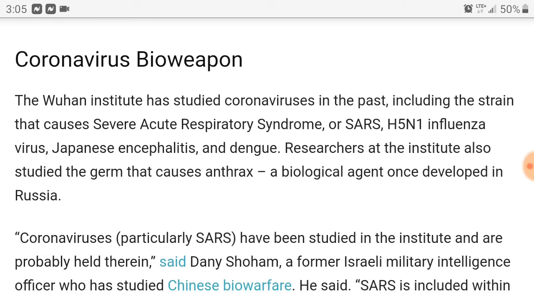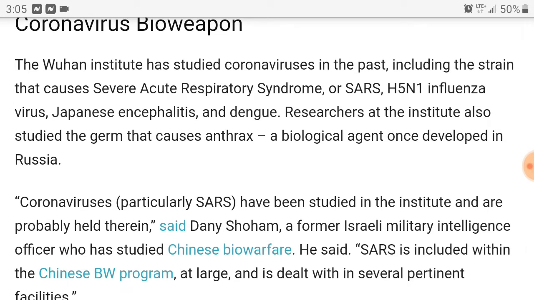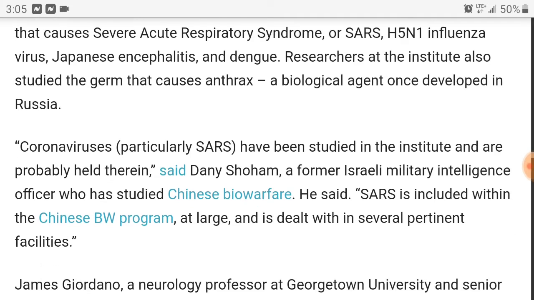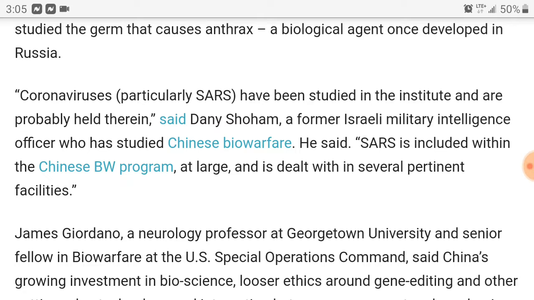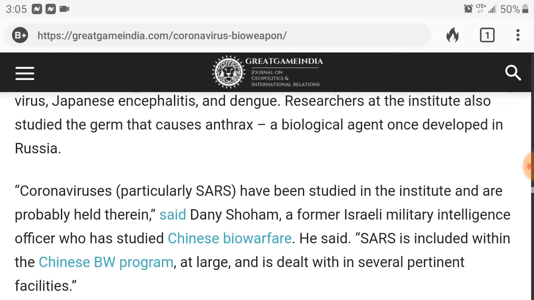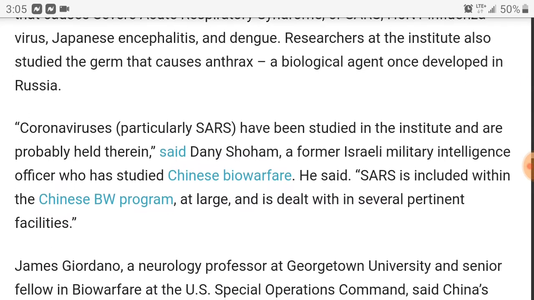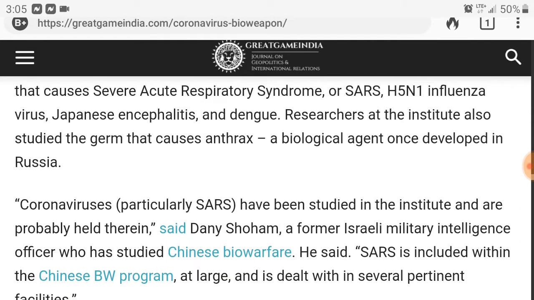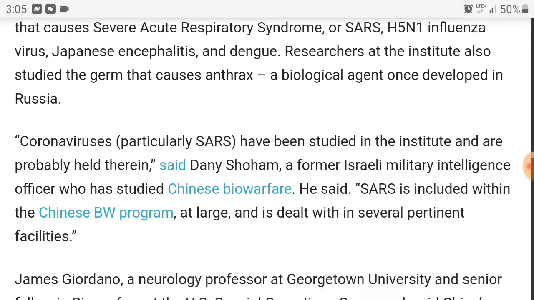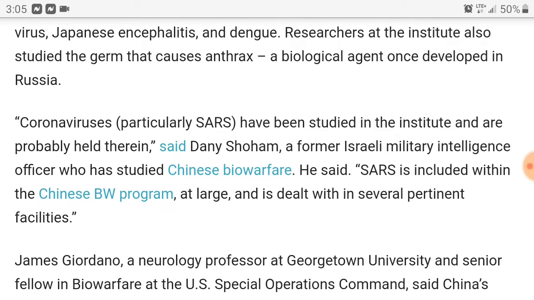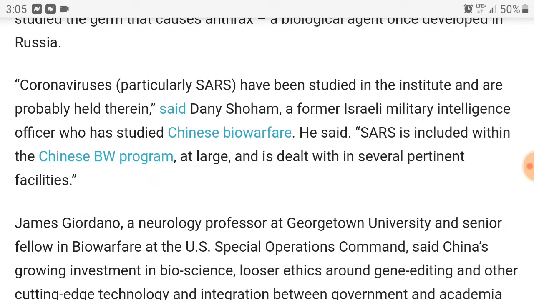So the Wuhan Institute has studied coronaviruses in the past, including the strain that causes severe acute respiratory syndrome, which is SARS, and H5N1 influenza viruses. Okay, now if you go into all of this, if anyone has COPD or lung issues or anything like that, this is going to really affect them extremely hard. Now, if you read right here, it says researchers at the Institute also studied the germ that causes anthrax, a biological agent once developed in Russia. So they're telling you right there that anthrax was a biological agent that they once developed in Russia.